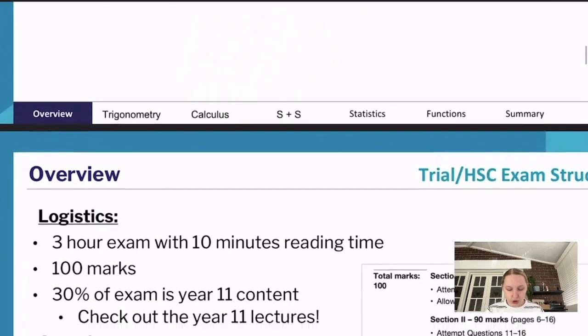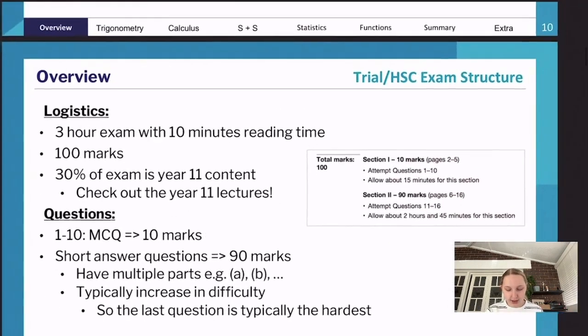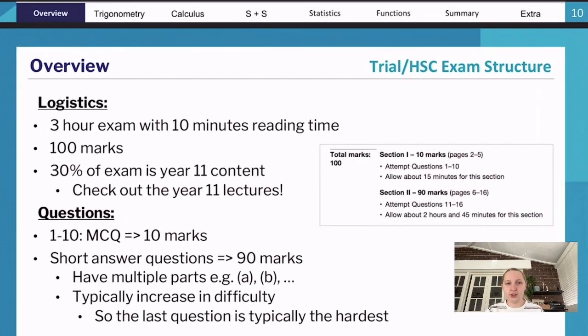Okay, so the next thing we're going to quickly talk about is the logistics of doing a maths exam, a 3-hour maths exam. For most of you, your first 3-hour maths exam will be your trial. And that can be super daunting, but I promise you, it's not that bad. I feel like once you get into the exam and you're sitting in your exam room, you sort of forget that it's 3 hours.